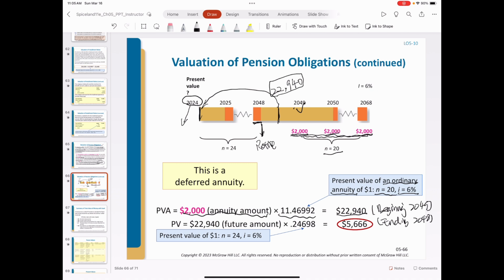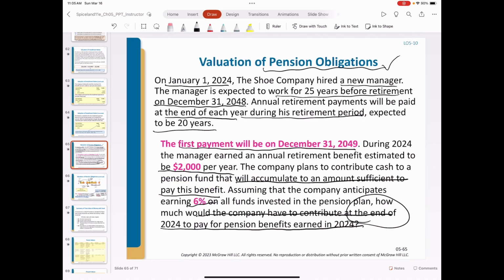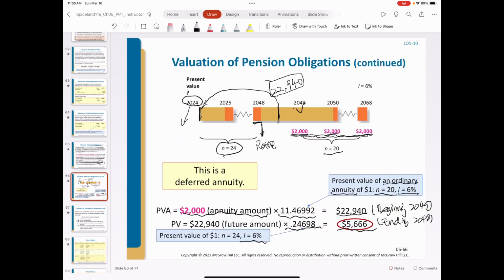And next we just calculate the present value of this cash flow to the end of 2024. The number of years is 24, interest again 6%. So the present value factor of this single amount of cash is 0.24698. Then we get the amount. That's the contribution the company makes at the end of 2024. Basically, this problem is a deferred annuity.